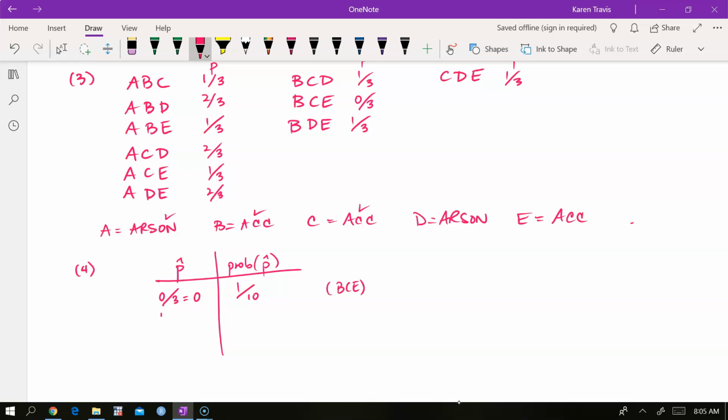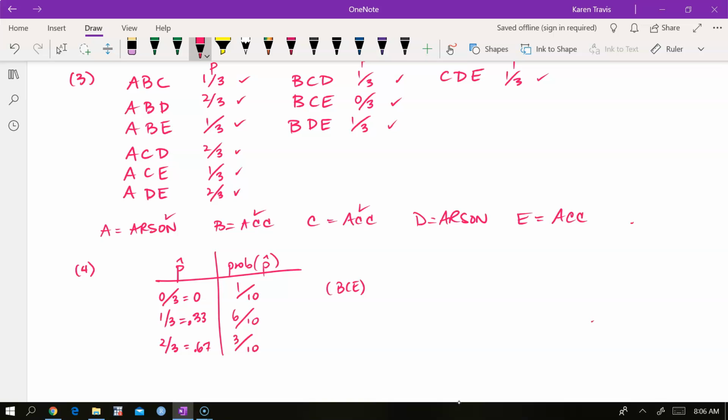Now the next one is a 1 in 3, which comes from several of them. Just to make sure I'm counting them all, I can say here's 1, 2, 3, 4, 5, 6 possible samples that would give me 1 out of 3 is arson. The last case is 2 out of 3, which came from 1, 2, 3. 3 of the samples had 2 out of the 3 as arson.